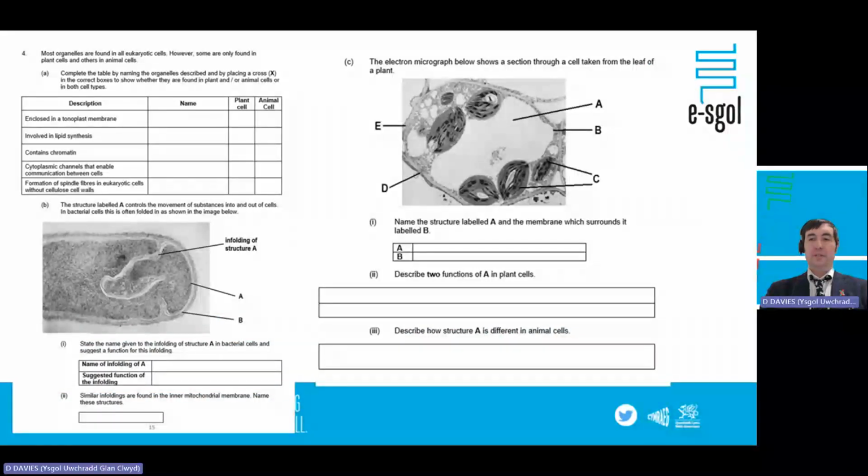Right then, last question. Same thing again. There's lots of structurally functiony stuff here for you to learn.